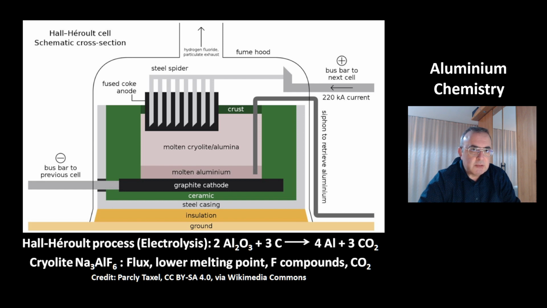Another important component is cryolite, sodium hexafluoroaluminate. It functions as a flux. It lowers the melting point. And byproduct is the carbon dioxide and fluorine compounds. They are problematic because they are strong greenhouse gases.